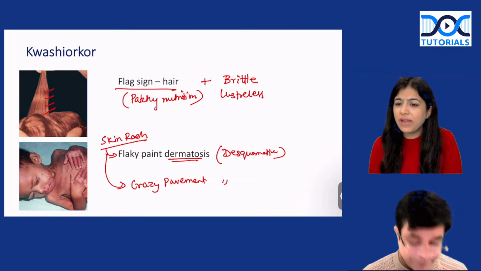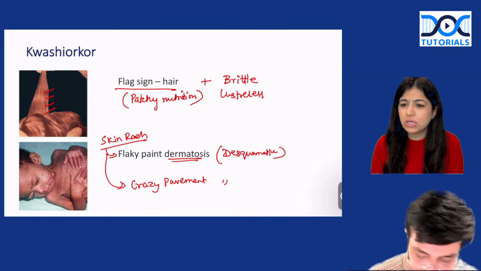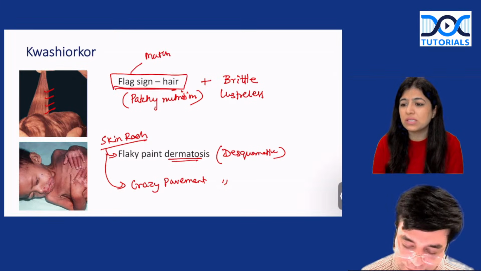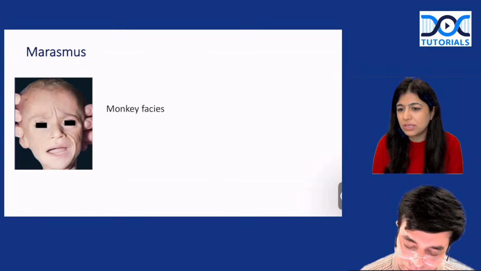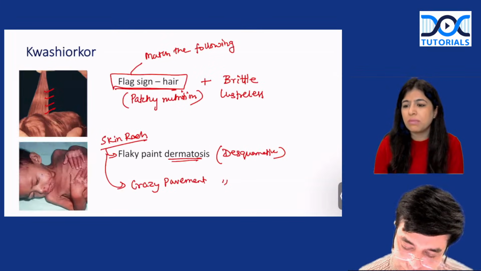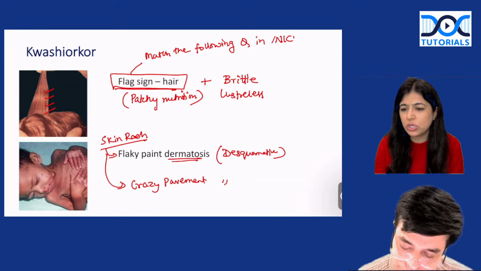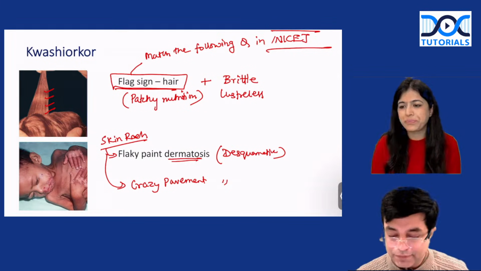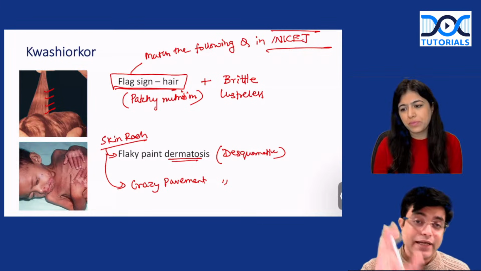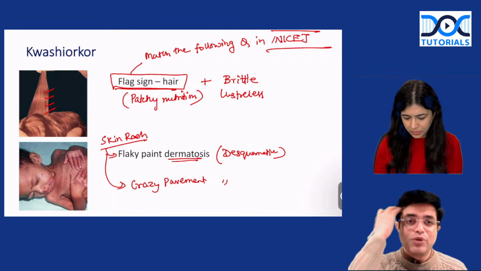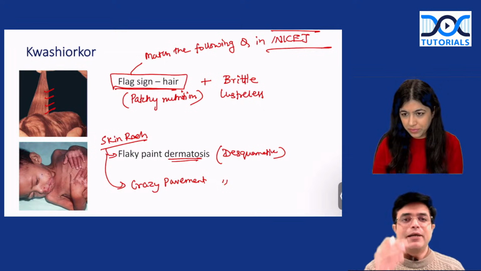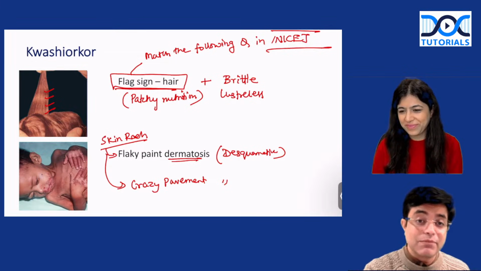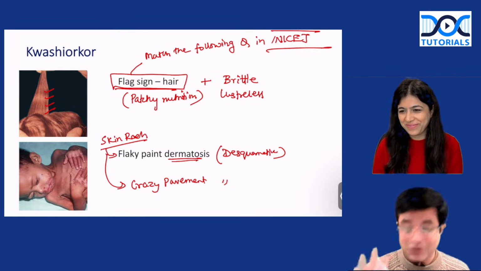Ma'am, anything to add? In fact, I remember this flag sign in kwashiorkor was a match the following MCQ in INI November 2025. So this is a very recent question. Remember, flag sign is seen in kwashiorkor, and so is the flaky paint dermatosis. Yes. And as I said, marasmus is an adapting child. I always say in my class, if life gives you malnutrition, be like marasmus. You have less infection, better outcome. You are fighting back. Sometimes fighting back is what nature wants to see.